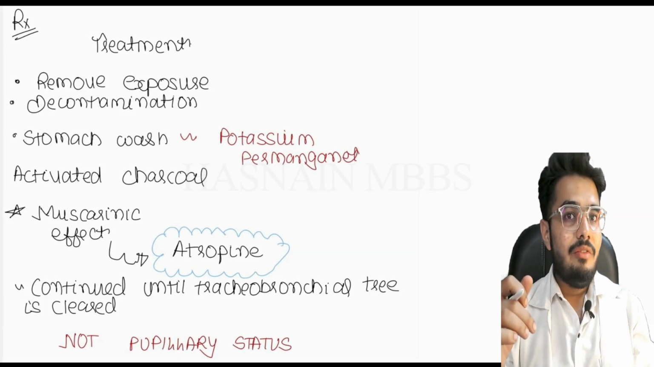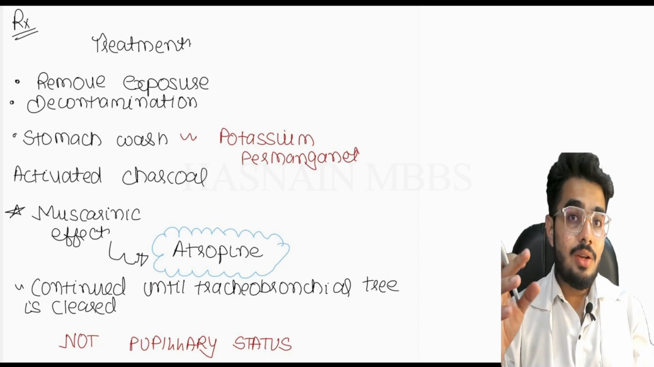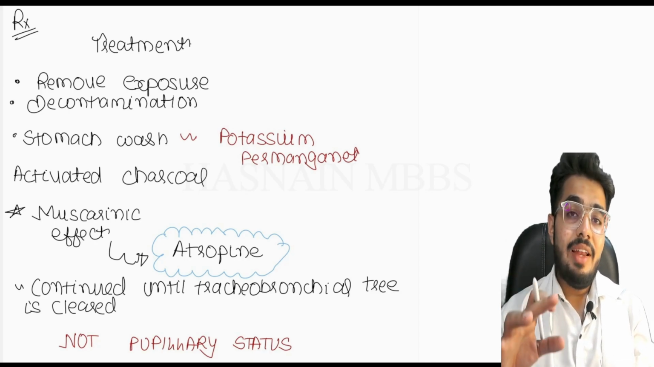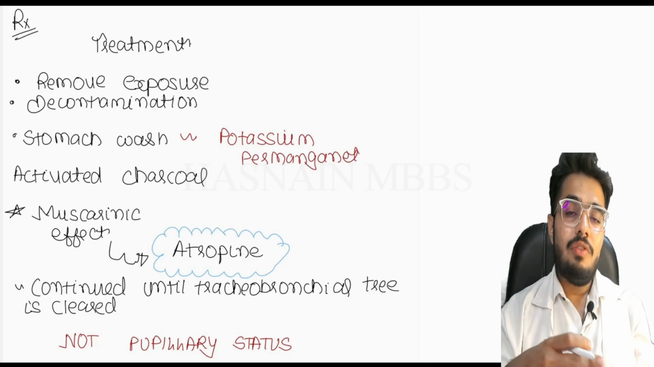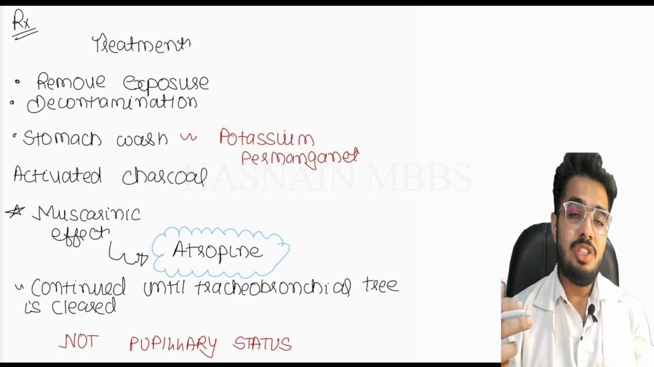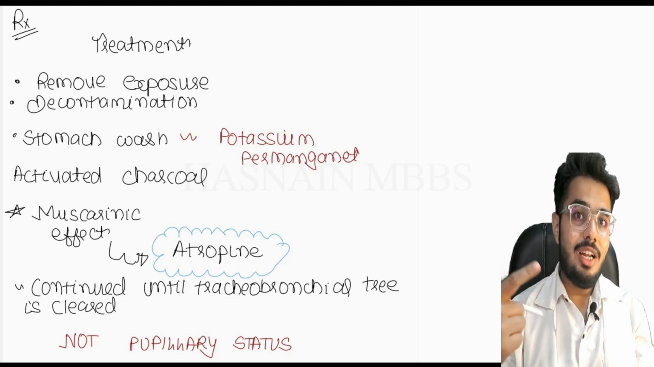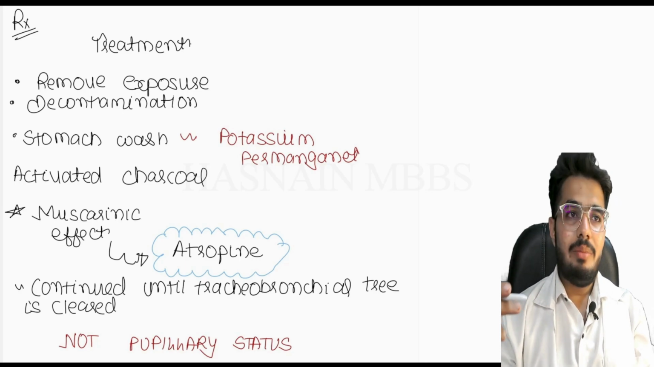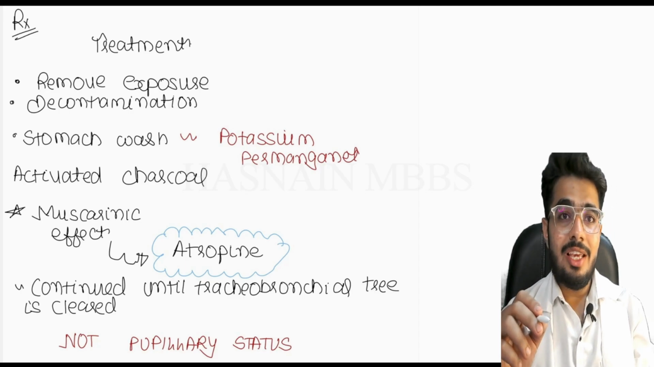So firstly, when a patient comes to us, as we all know, it gets absorbed through all routes. It can even cross the placenta and it gets absorbed through skin. So firstly we want to prevent the unabsorbed poison from going into the circulation. What we do first is remove the exposure, by removing the clothes which might have organophosphorus on them. We remove the clothes, we decontaminate, then we do a stomach wash with potassium permanganate and activated charcoal. And for the muscarinic effect, we give atropine.